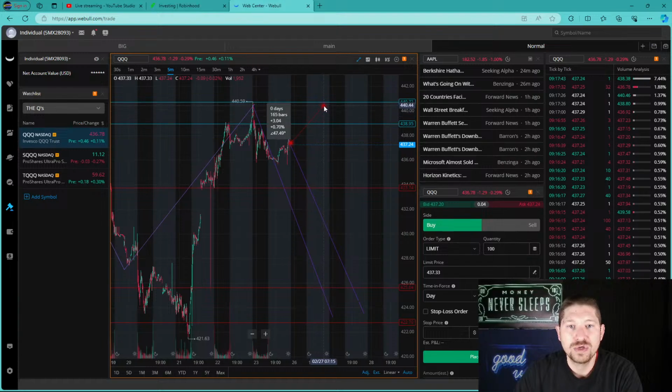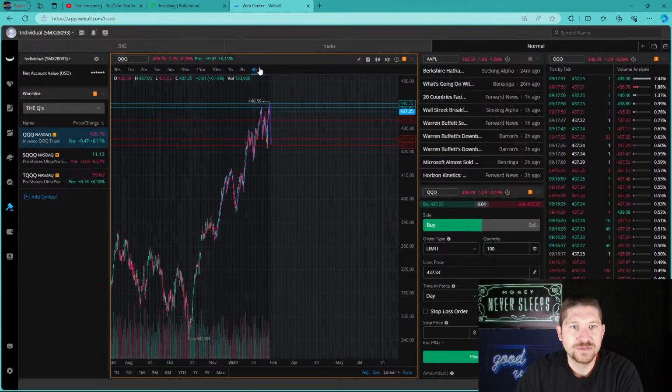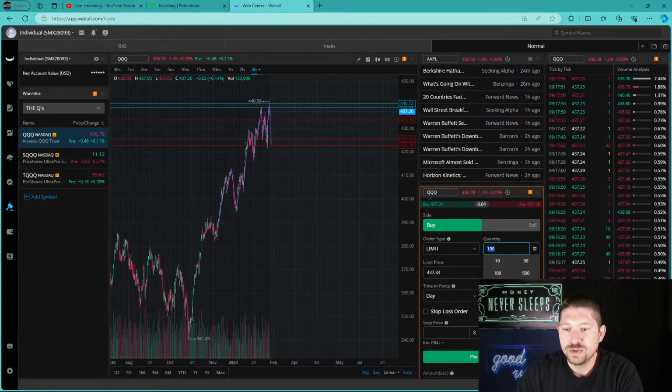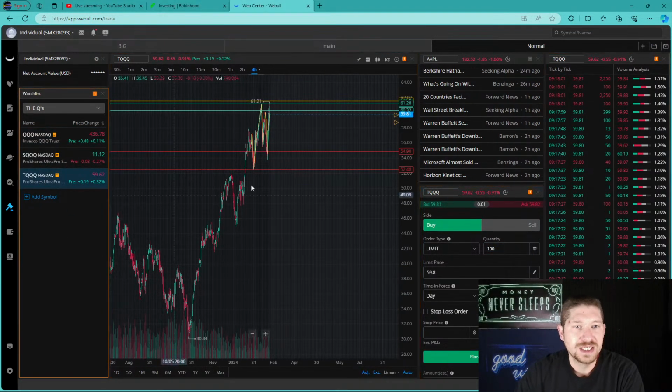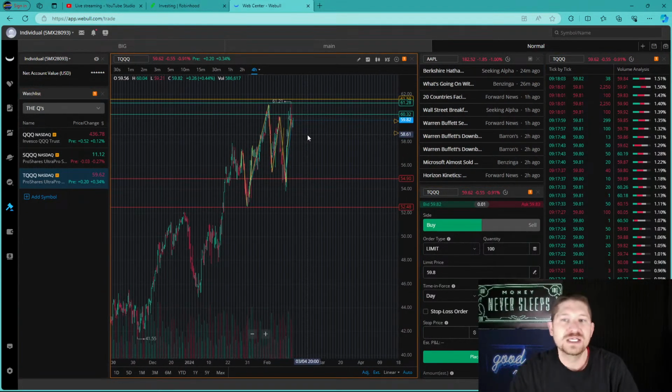That is a horrible risk to reward ratio. So let's back it up a little bit and see a bigger picture. Now, the triple Qs is very expensive. Look how much it would be. 100 shares would be close to $43,000. But when trading the TQQQ, 100 shares is only $5,900. So that's one way you can leverage the market immediately as a new investor.